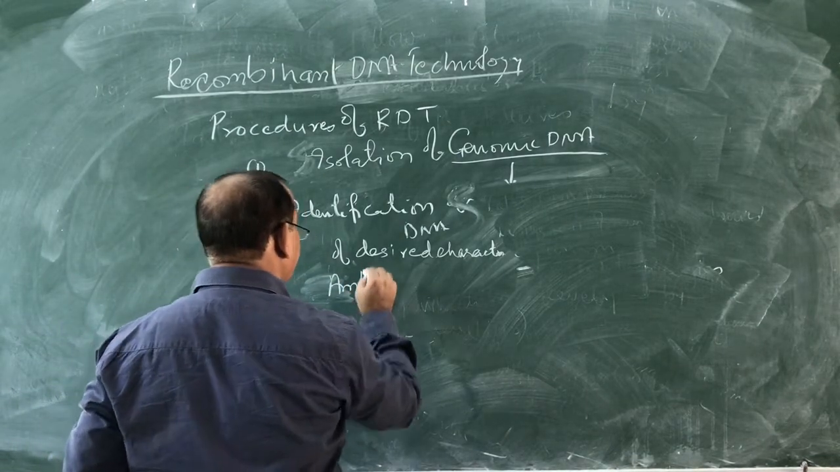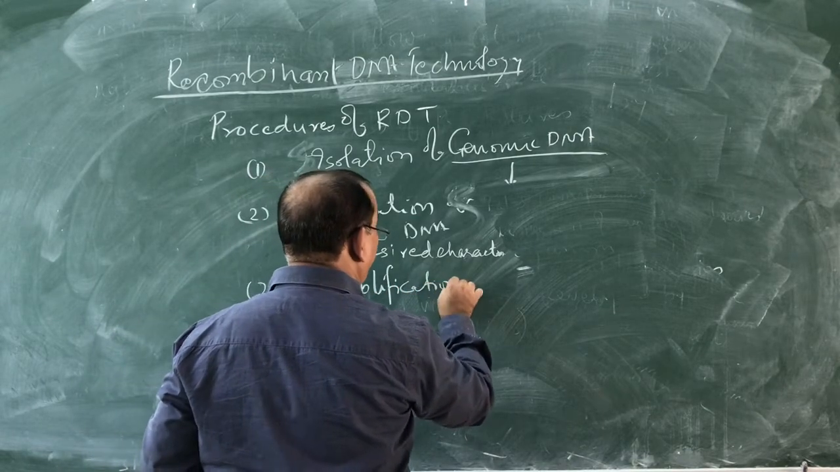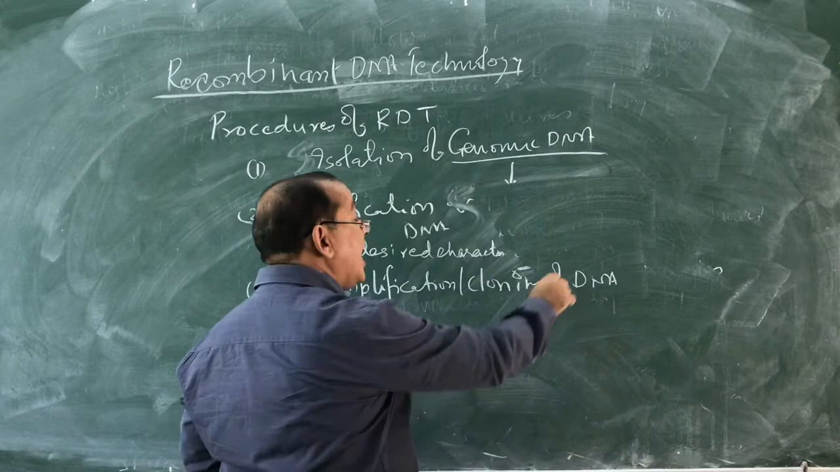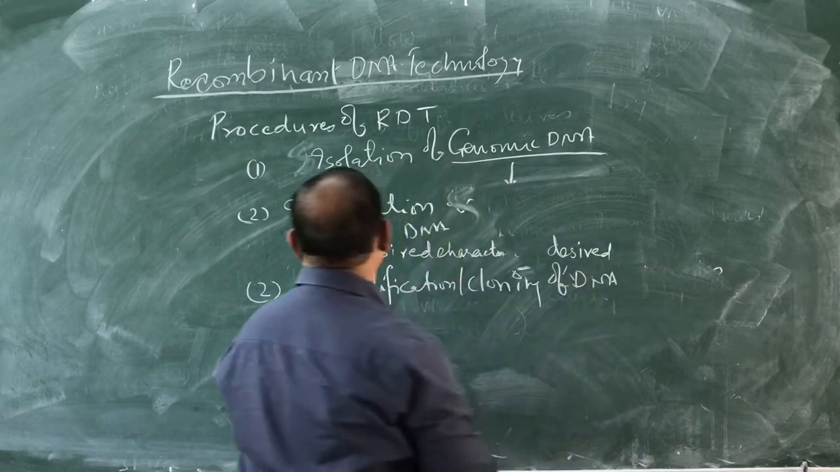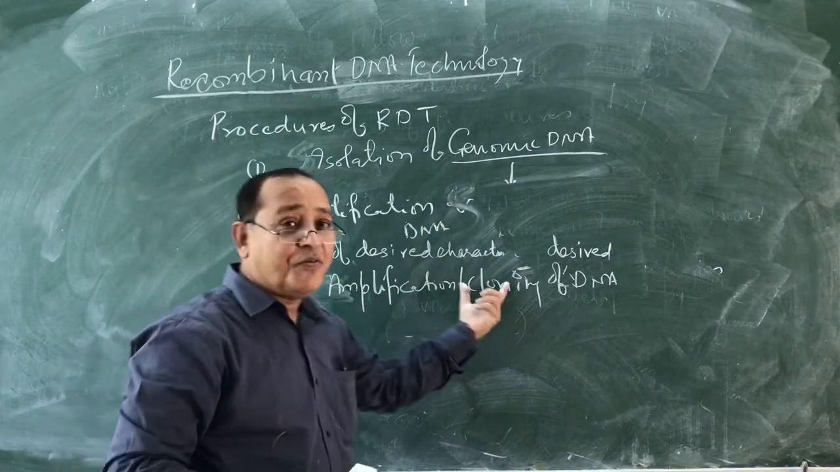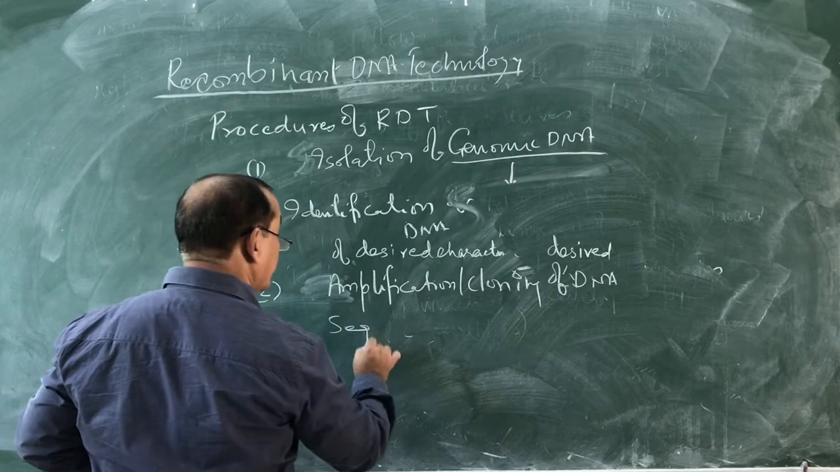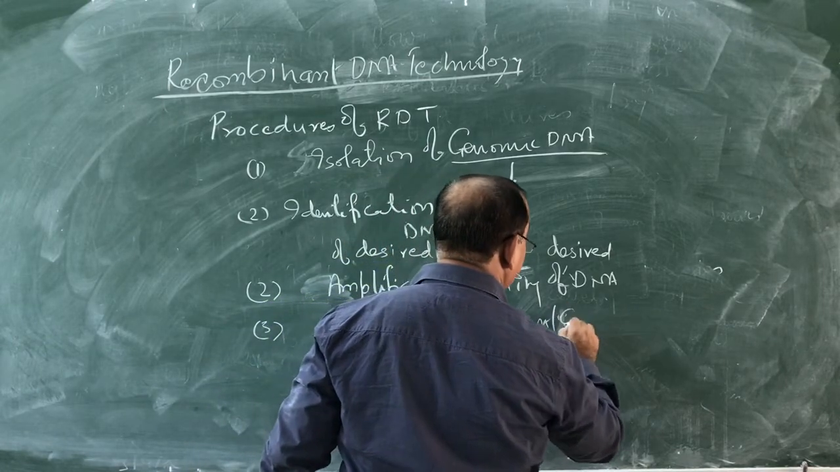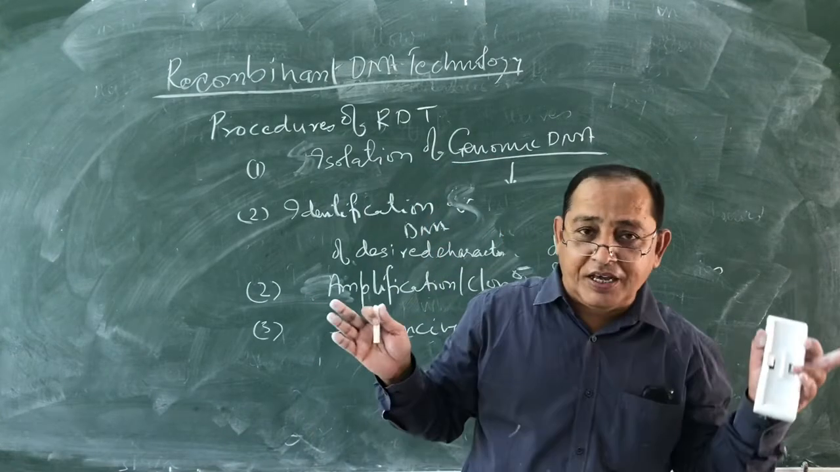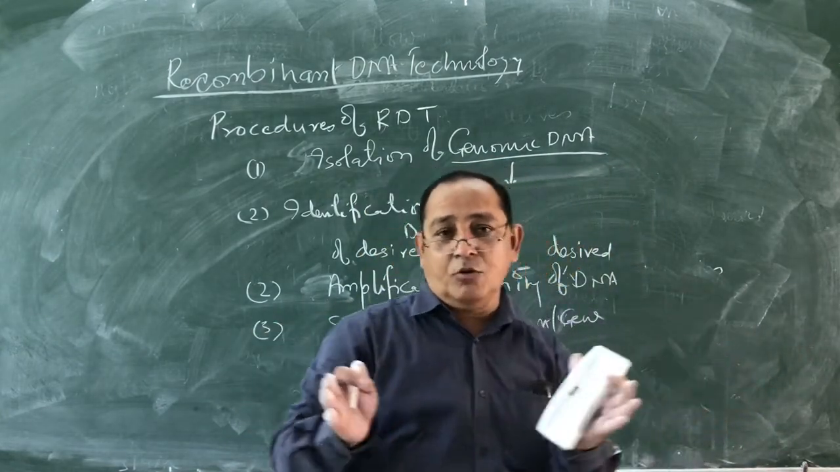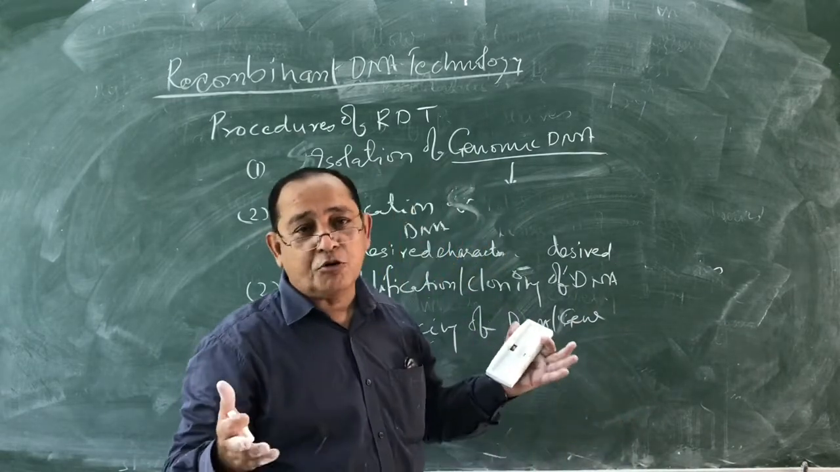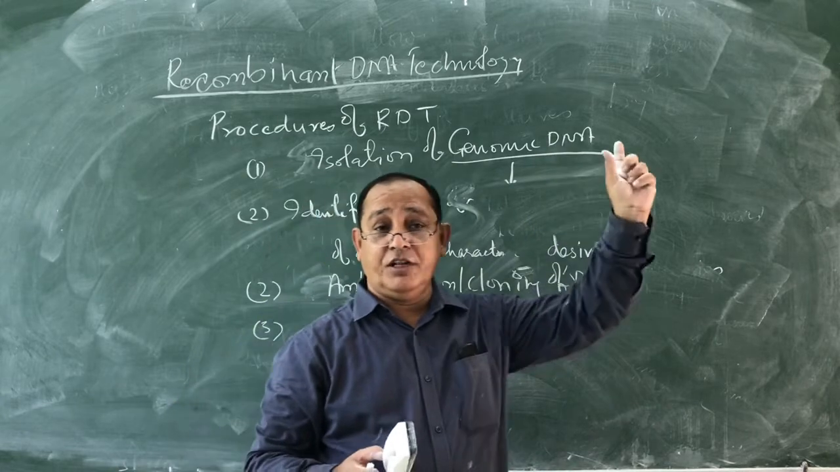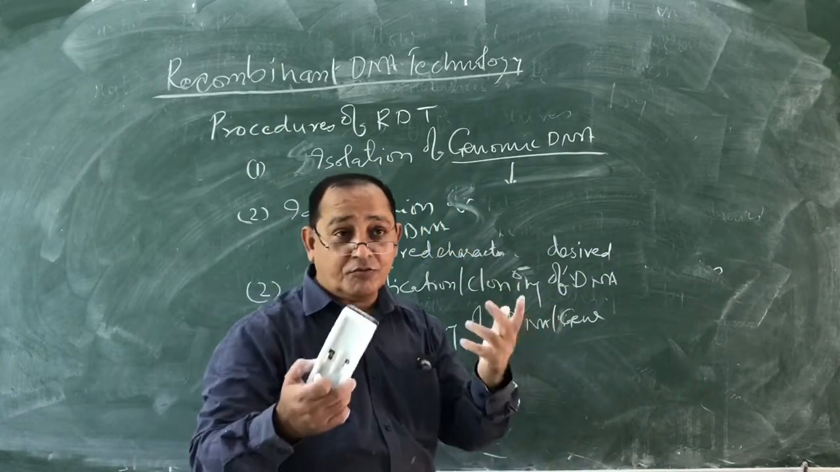amplification and cloning of DNA. The desired DNA that is yours, isolate it, identify it, amplify it, then sequencing of DNA. It means how many base pairs of nucleotides of DNA you have amplified, suppose it is 500, 1000, 2000 nucleotides of DNA. You have to know what is the sequence, adenine, thymine, cytosine, guanine. You have to sequence the DNA. You know what is the sequence of that particular DNA.